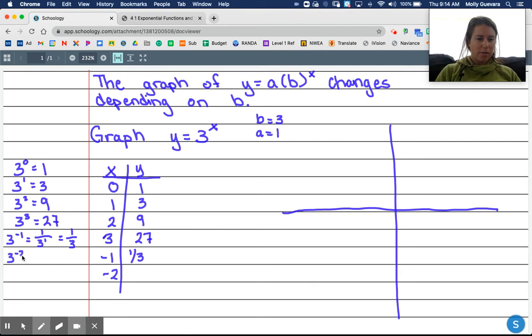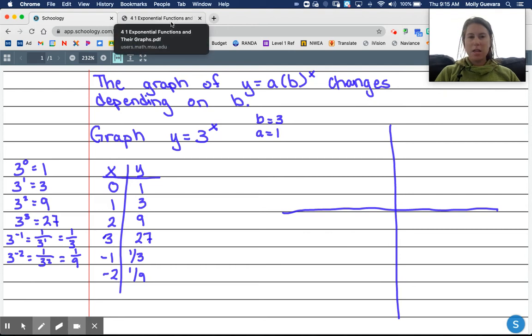Okay, what about -2? 3 to the -2. Again, I can't have a negative exponent, so it becomes 1 over 3 squared, right? The 2 becomes a positive when I move it to the bottom. And 3 squared is 9, so I get 1/9. I could keep going, but -3 would be 1 over 27, and that doesn't sound like something I'm very excited to graph. So this gives me my points to then graph it. I'm going to go ahead and graph it.